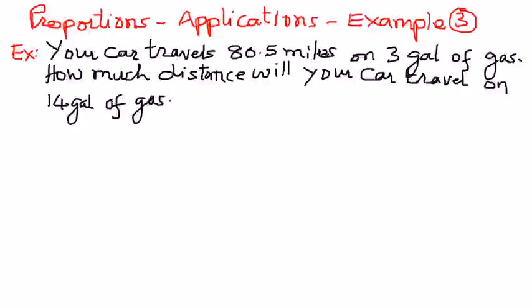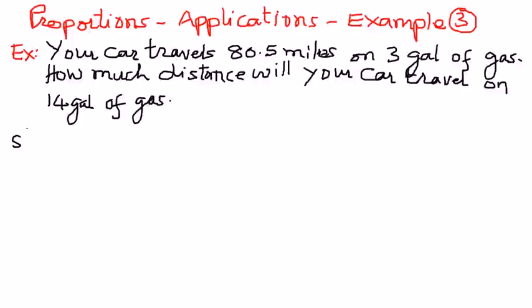Welcome to my presentation. In this presentation, let us look at some practical examples related to proportions. Let us say your car gives you 80.5 miles on 3 gallons of gas. How much distance will your car travel on 14 gallons of gas? So this is again a classic example of using the proportions rule, isn't it?